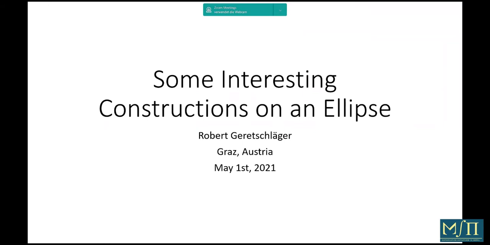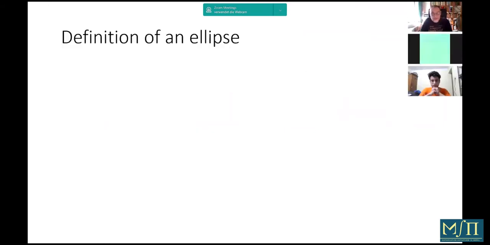So this is what I'll be talking about, some interesting constructions on an ellipse. And first of all, I want to start off with a definition of an ellipse. And of course, as I said, I'm sure all of you are familiar with some kind of a definition of the ellipse, but maybe not necessarily the one that I want. There are, I guess, three really well-known definitions and three different ways to attack the problem of the ellipse.